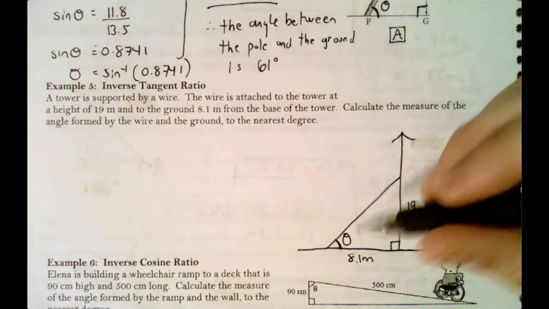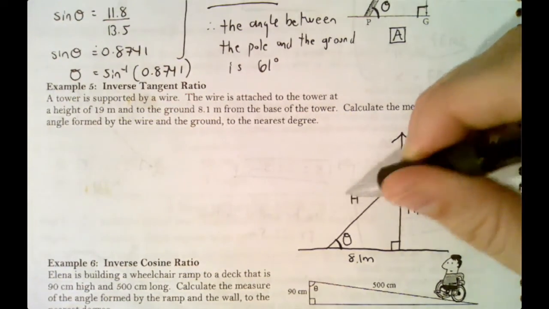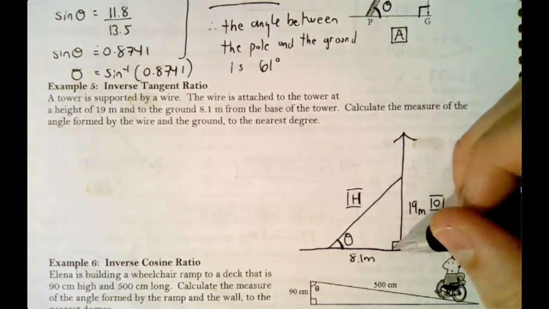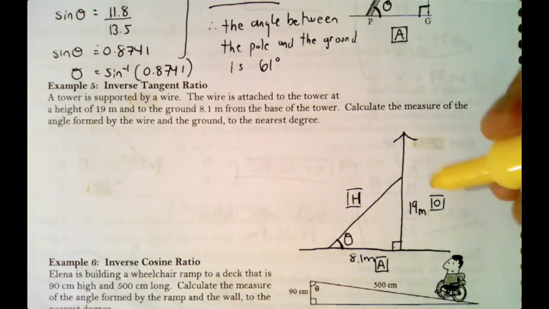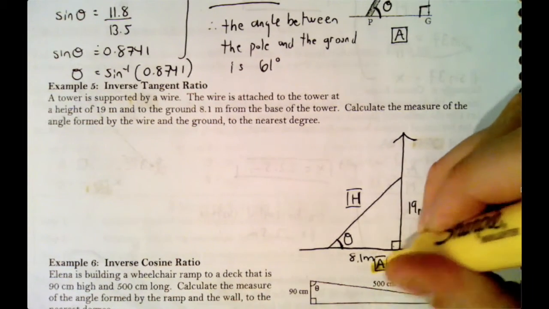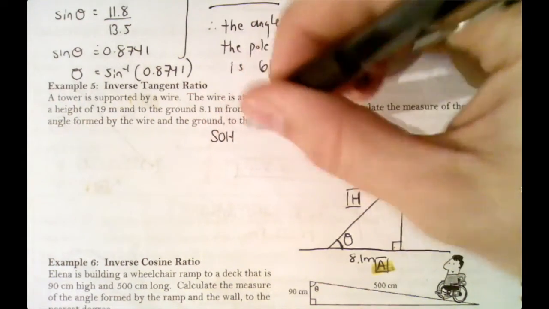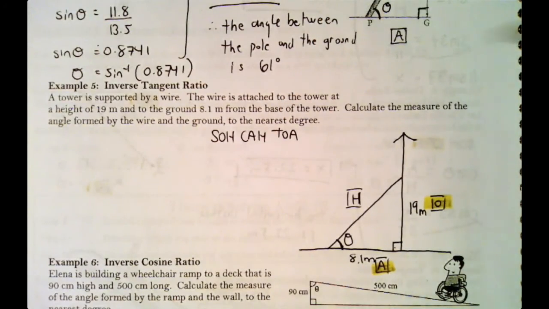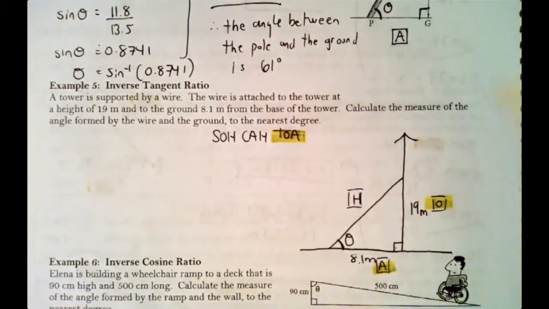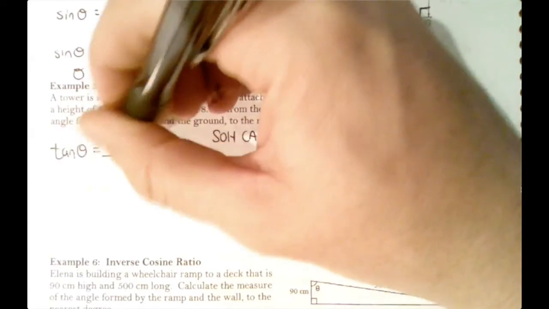So let's label our triangle. Across from the angle is always O, across from the 90 is always H, and the side between the angle and the right angle is always A. So what do we know? Well, we know the opposite side is 19, the adjacent side is 8.1. SOHCAHTOA will tell us which ratio to use. O and A is in TOA, so this is a tan question. So we write our tan equation. Tan angle equals O over A.